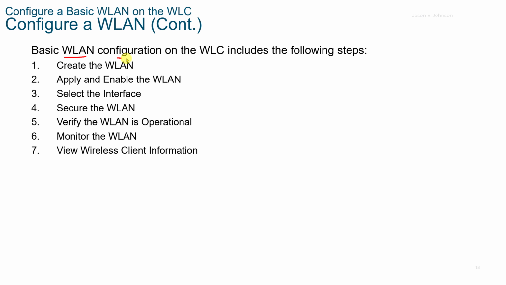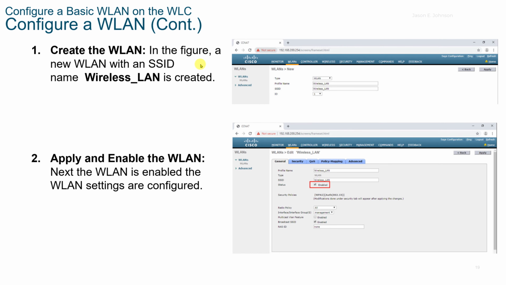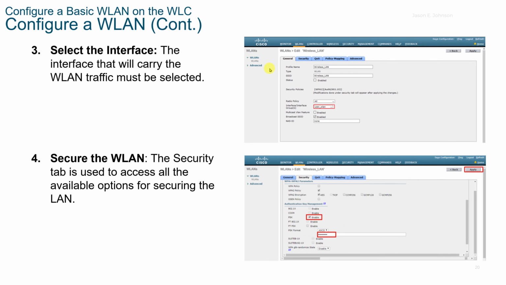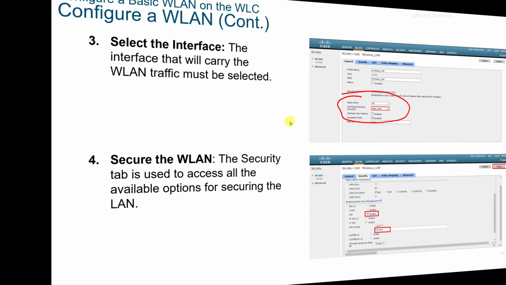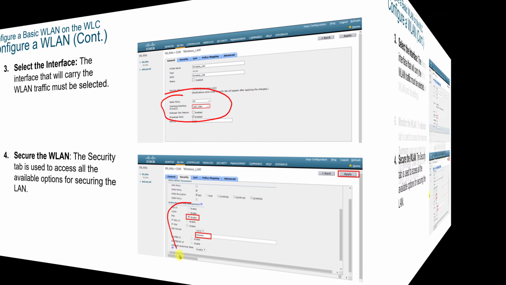Now, basic wireless LAN configuration on the controller includes creating the wireless LAN, applying and enabling the wireless LAN, selecting the interface, securing it, verifying that it's operational, then monitoring it, and then viewing the wireless client information. So we create the wireless LAN, and in the figure to the right, we set the SSID to wireless_LAN right here, and then we apply and enable the wireless LAN right here. Step 3, we select the interface that will carry the wireless traffic. Next, we secure the wireless LAN.